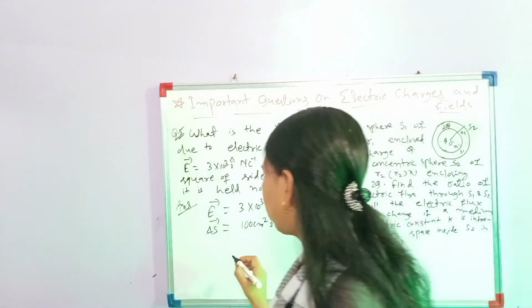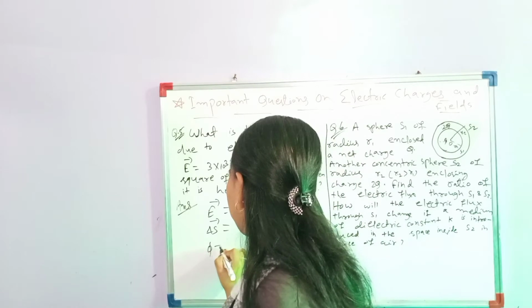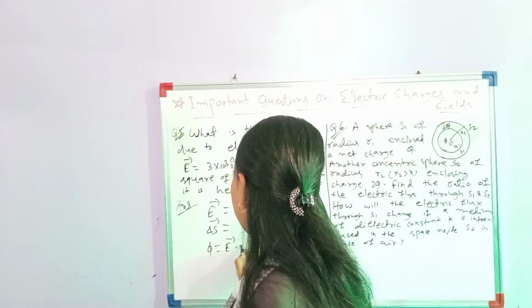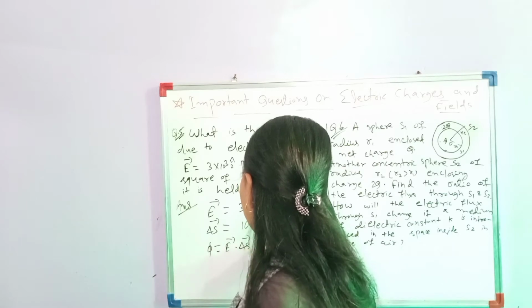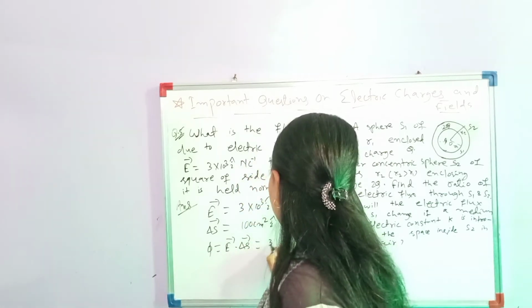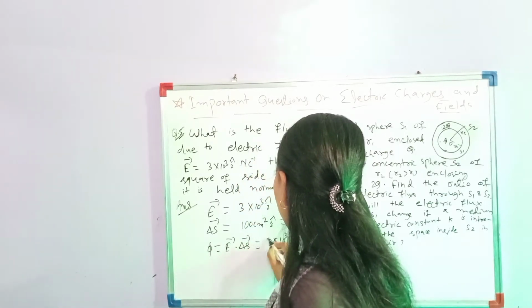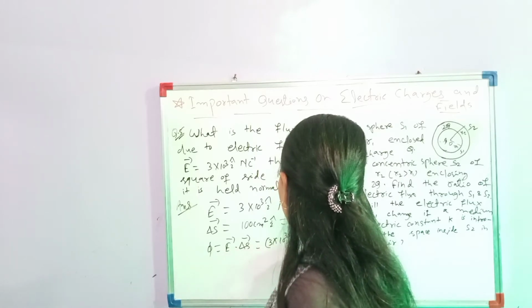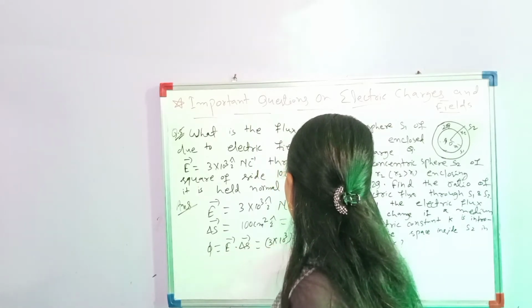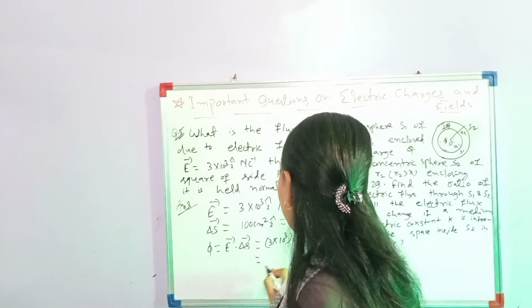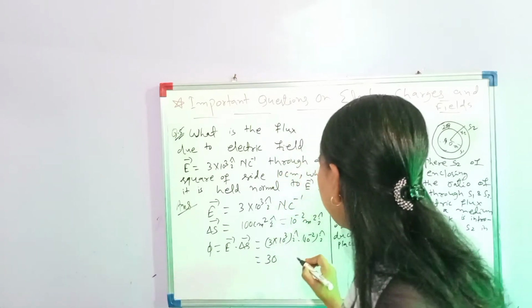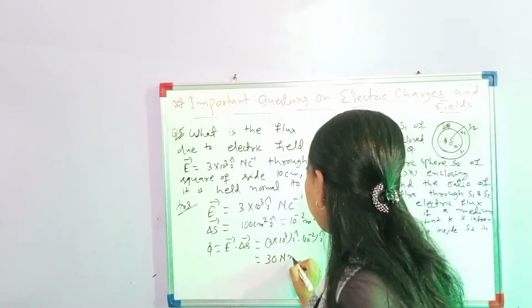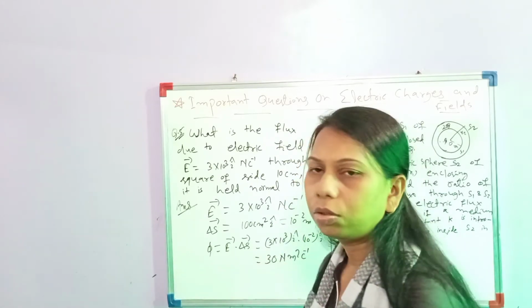So flux equals E dot delta S equals 3 into 10 to the power 3 i cap dot 10 to the power minus 2 i cap equals 30 Newton meter square coulomb inverse.